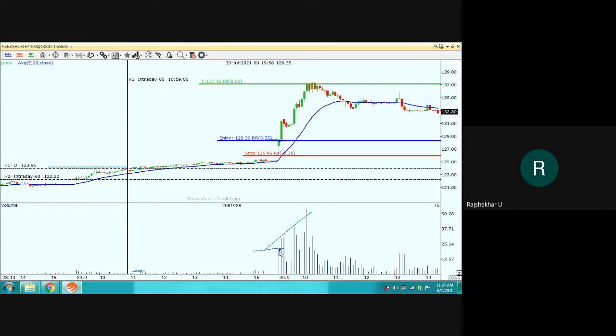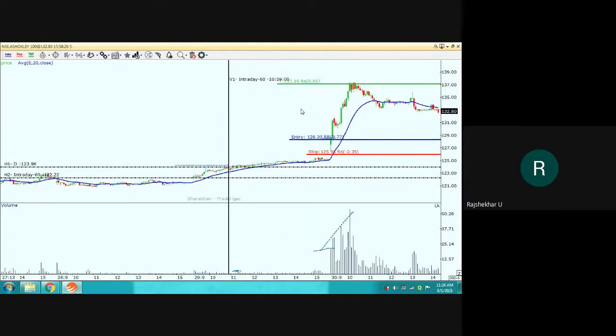Okay, so with experience you can enter near 124 only, but to be on the safer side you can enter at 128. Definitely you can enjoy this rally. Not in this stock, in any stock you take, if both the conditions are satisfied, the EMA 20 lines and the volume, definitely you will see a good rally.